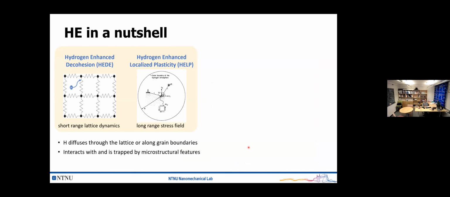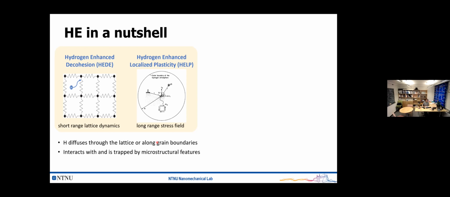There are many mechanisms that describe hydrogen embrittlement, but two of them, among the others, are well accepted. First is hydrogen enhanced decohesion, in short, HEDE. Second is hydrogen enhanced localized plasticity, in short, HELP.